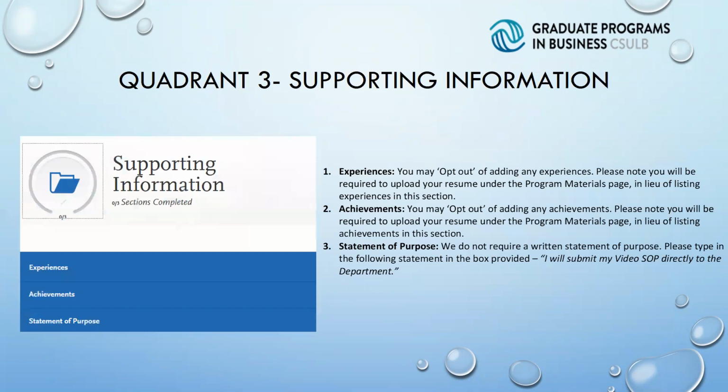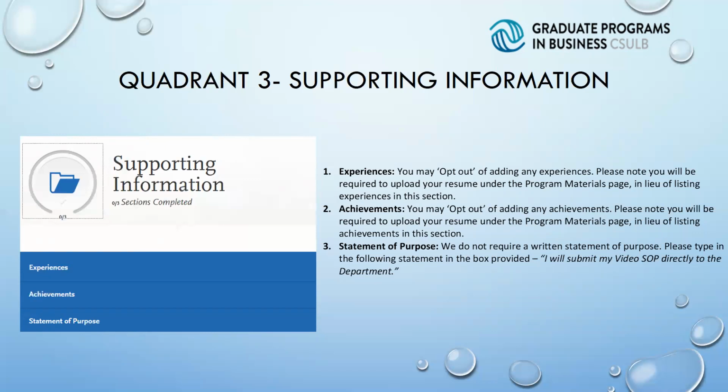Under quadrant 3, you'll want to include any supporting information. The first 2 sections of quadrant number 3, you actually may opt out of. Those are experiences and achievements. Since you are submitting a resume or a CV, you don't need to submit those under that section as well. You just have to upload your resume during the 4th quadrant.